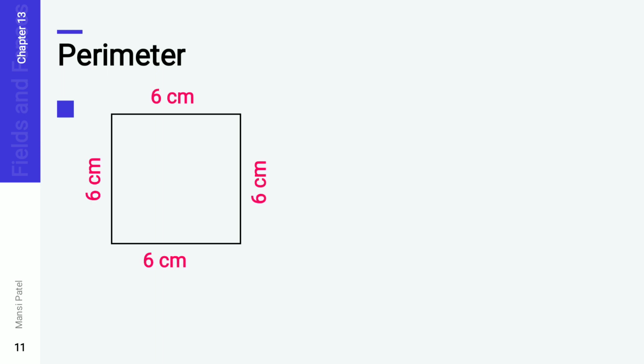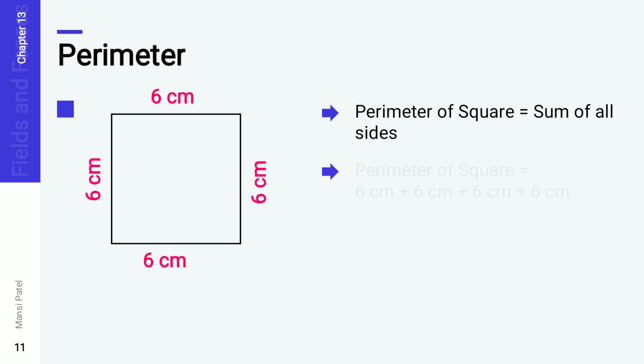Now let us see one another question. Yes, here they have given the square. And what is the measurement of this square? That is 6 centimeter only. So here we write down that the perimeter of square is equal to the sum of all the sides instead of 4 multiplied by side. Here you can see how many sides are there? 4 sides are there. What is the measurement of one side? 6 centimeter.